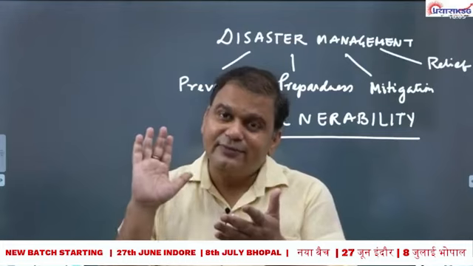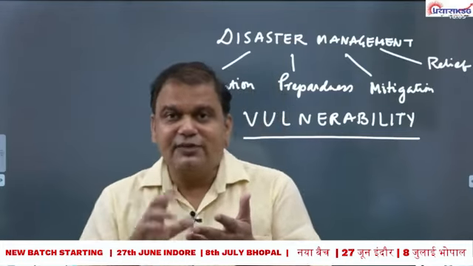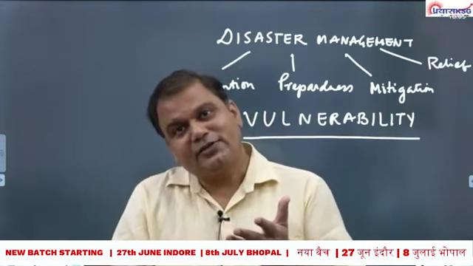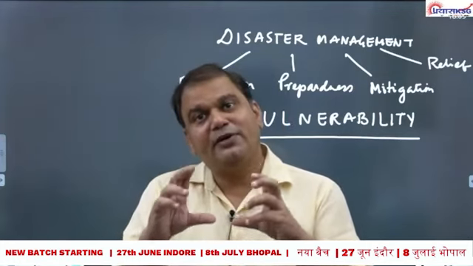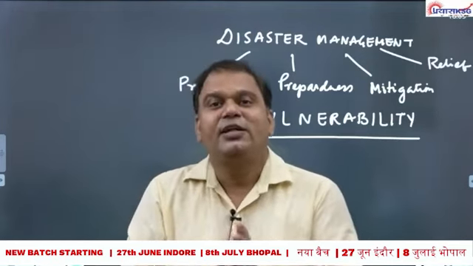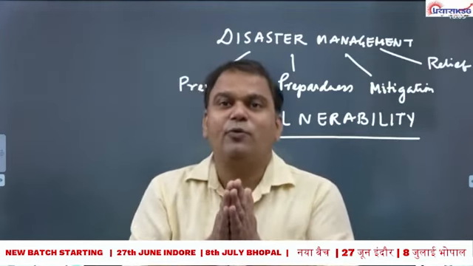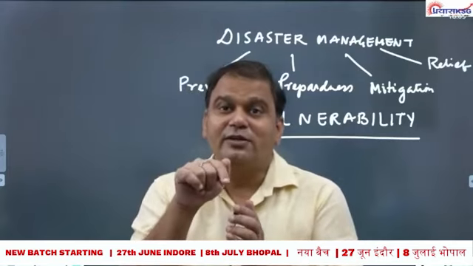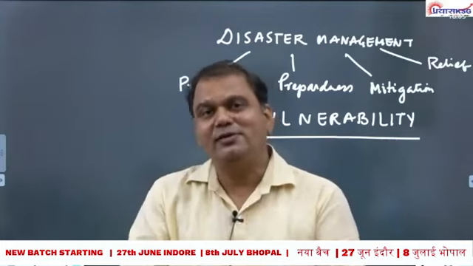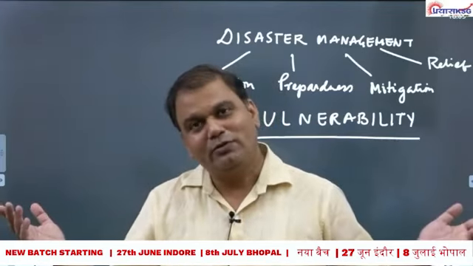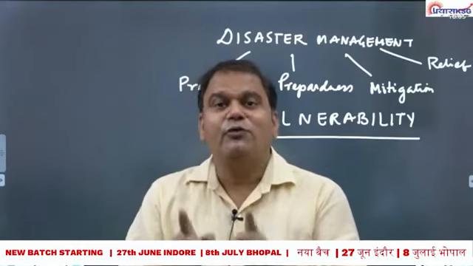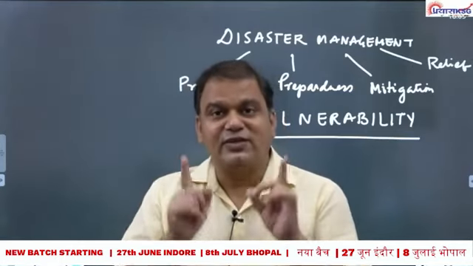Clear? Fine. The second thing is that if, in the aftermath of disaster, when disaster has already taken place, you are purchasing a mineral water bottle for rupees 500, it means that vested interest is responsible for enhancing your vulnerability for disaster. Clear? Because just to quench your thirst, you have to spend more. So, vulnerability can enhance due to antisocial elements. Vulnerability can enhance due to vested interest.